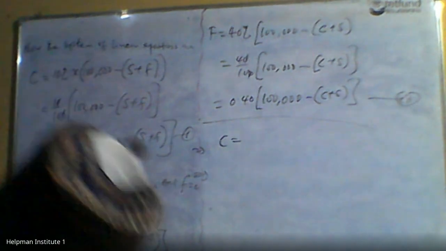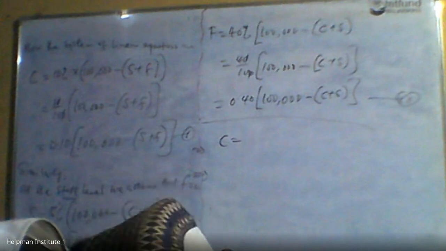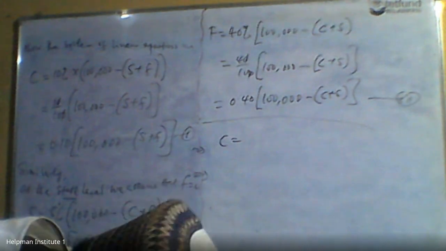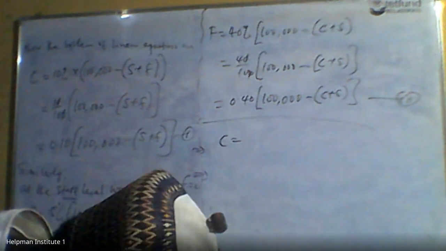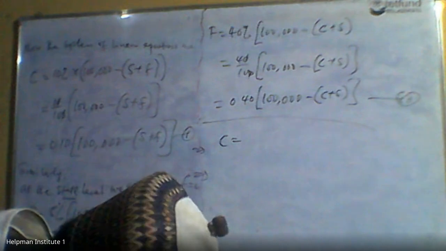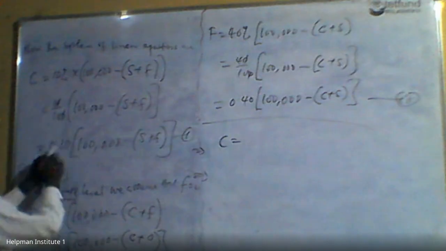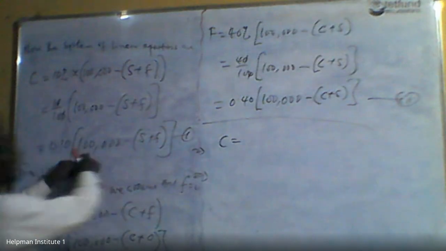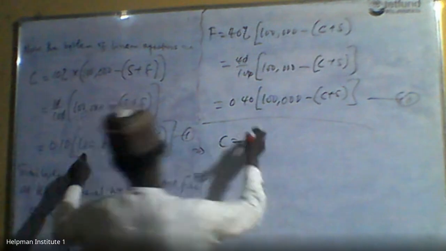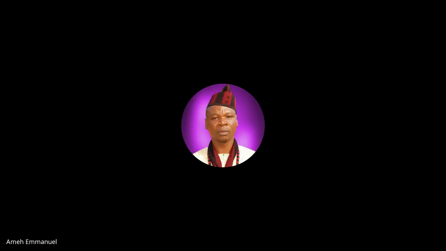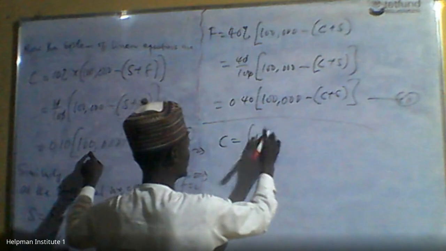Hello class. What do we have? Did you say 0.1%? Bracket here, look at this. 0.10 times 100,000, what do we have? We have 10,000, I think. You have 10,000. So we have 10,000.